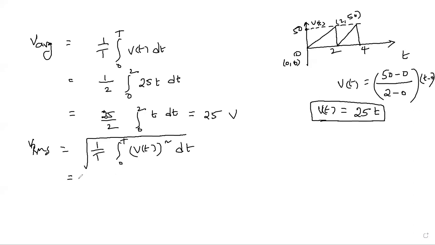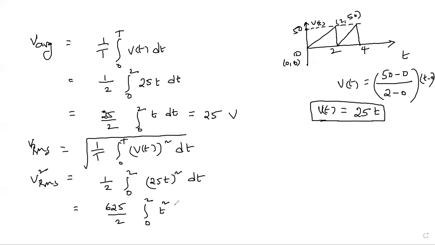Now substitute in this formula: 1 by T is nothing but 1 by 2, integral 0 to 2, v of t is nothing but 25t, whole square dt. So I am removing the root and keeping the square on the left hand side. Now 25 square is 625 by 2, keeping it outside as a constant, integral 0 to 2 t square dt. Now tell me the answer.